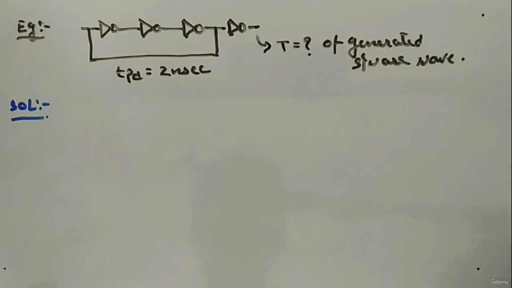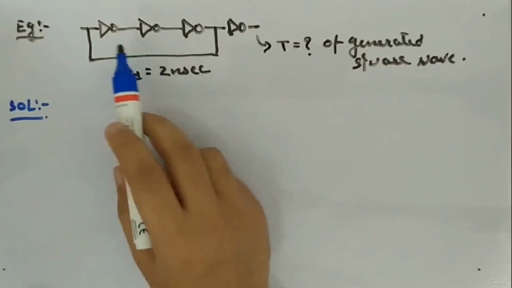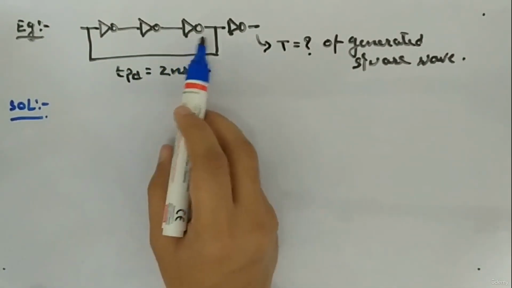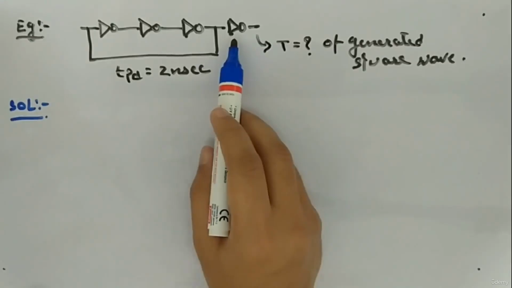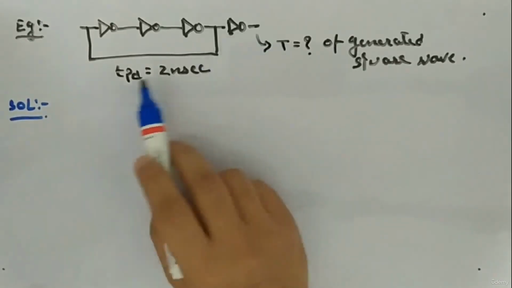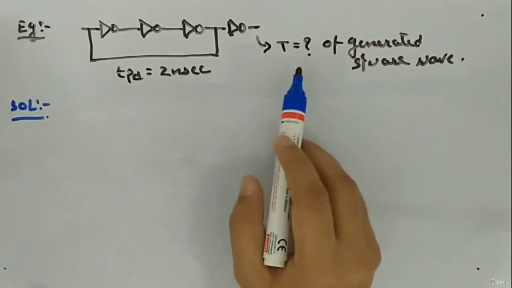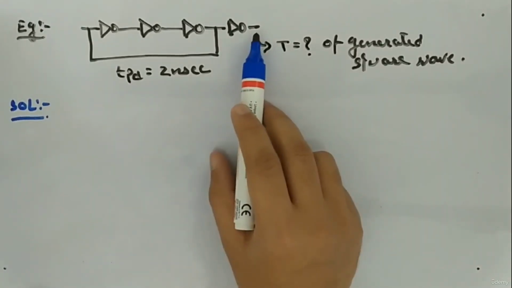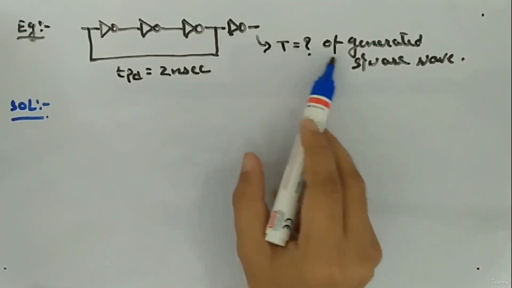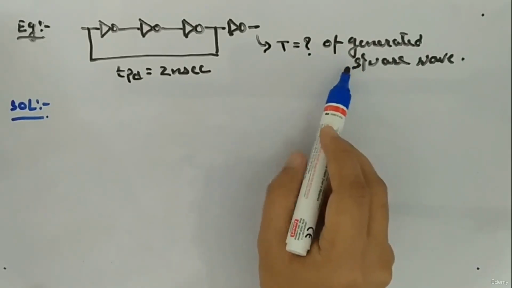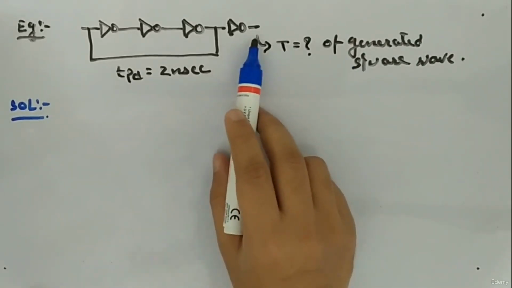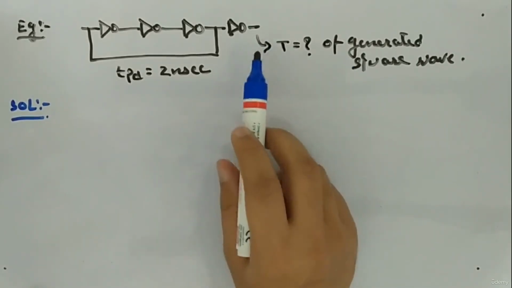Okay, now let's look at another example. Here it is given 3 of the inverters are connected in feedback, but there is an extra inverter which is not in feedback. Each of the NOT gates has a propagation delay of 2 nanoseconds. We have to calculate the time period of the signal at the output of this NOT gate, the generated wave here. Okay, so what will be the approach?